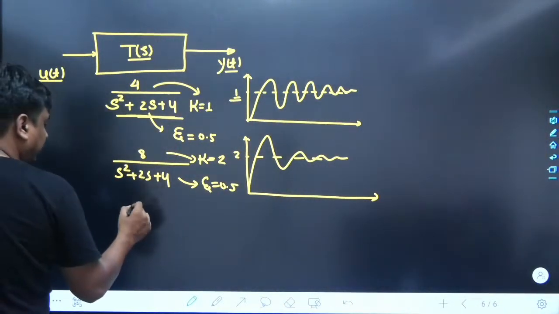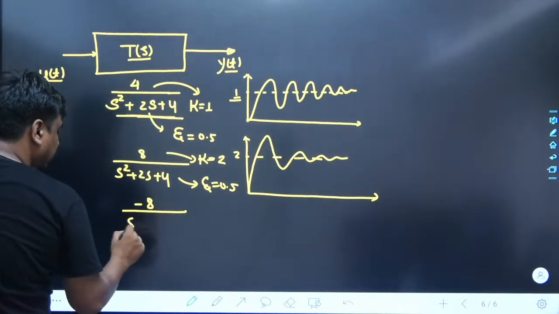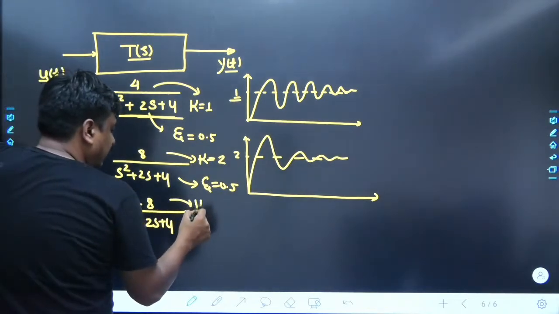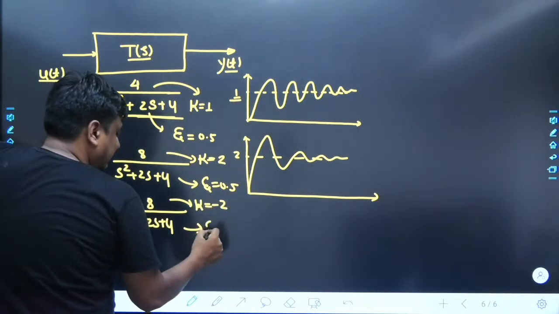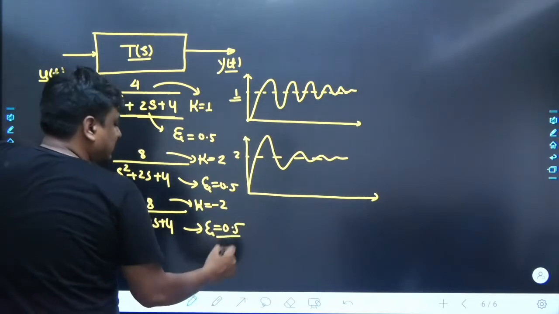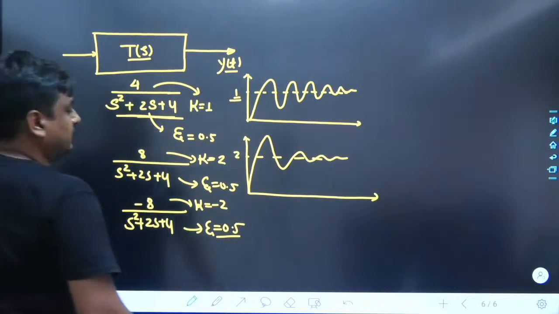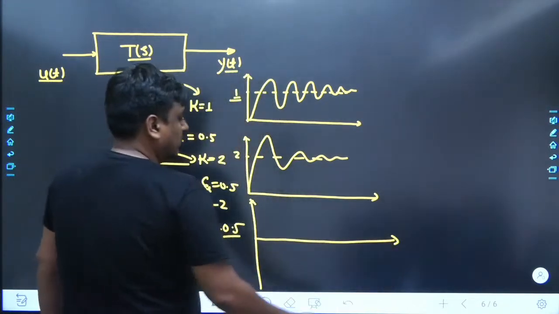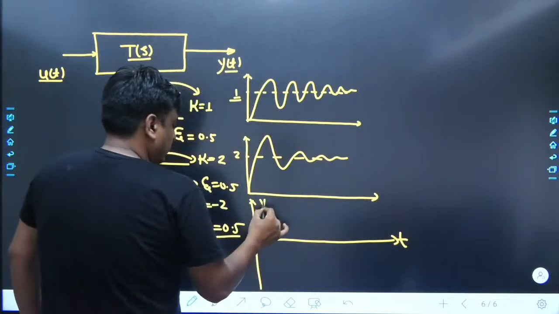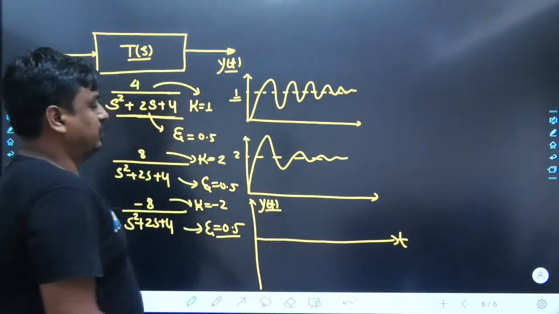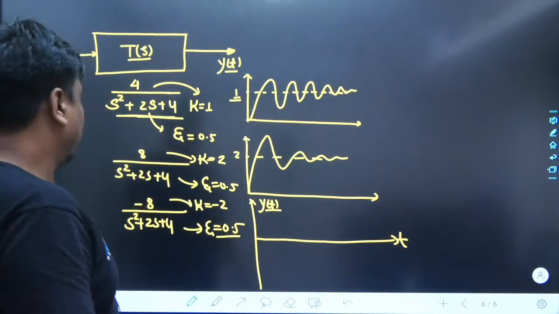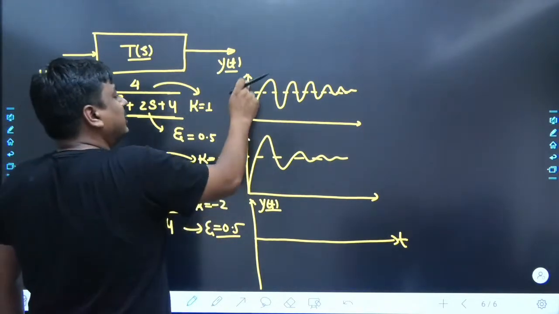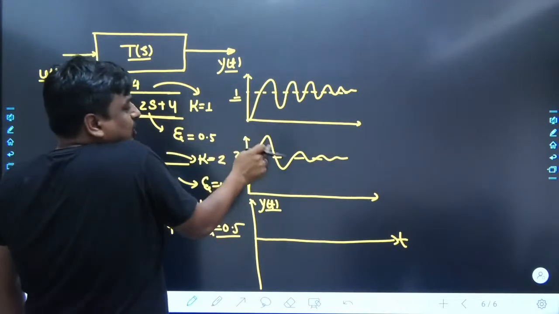Let me change this problem a bit. Rather than taking 8, I have taken minus 8 over s square plus 2s plus 4. Here the value of k is minus 2 and zeta is 0.5. Once in a while this problem does come into the GATE examination, and I know most of the students are not able to solve it. See what is happening. The k is a multiplier factor, that is minus 2. Minus 2 is going to get multiplied with the complete y of t, like 2 had got multiplied.